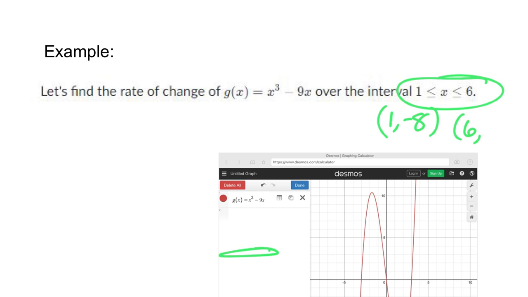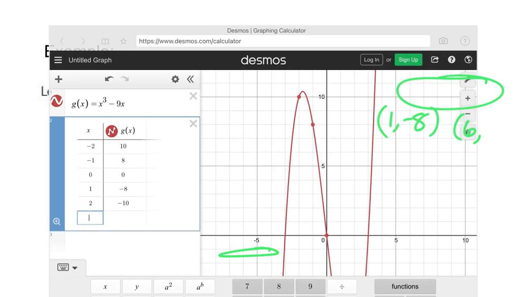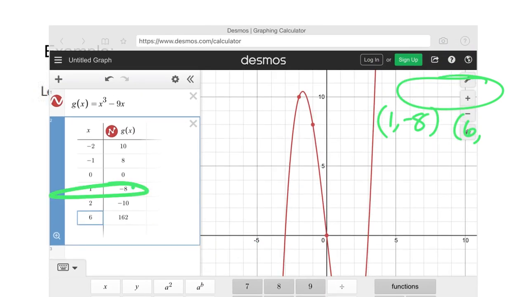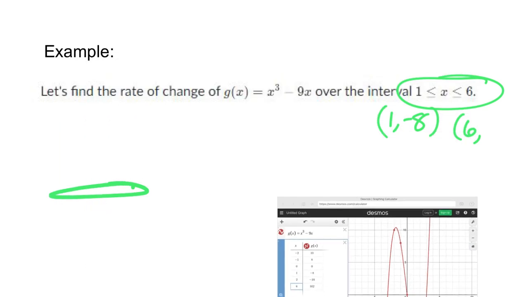So I'm just going to add a line. Just tap right under the bottom there. There we go. And I'm going to type a 6 in that space, and it's going to tell me that point. So the point on the function at 6 is 162. So (6, 162). And so those are going to be the points that I use to calculate my average rate of change.